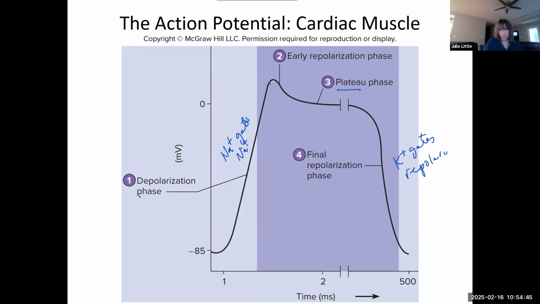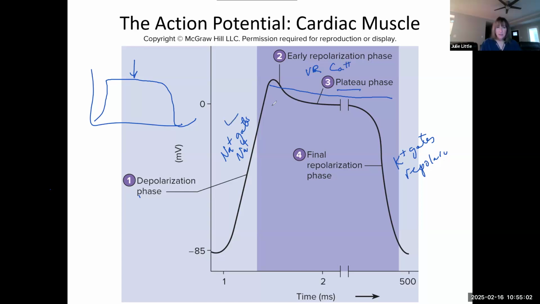But up here, we have this really neat flat plateau, like I drew it before. And this plateau phase is due to calcium gates. They're voltage regulated calcium gates. This one's the fastest, this one's the second fastest, this one's the third fastest. That's why they're opening in the order in which they're opening. When the voltage regulated calcium gates open, calcium rushes in. So we've depolarized the cell, and now this calcium rushing in keeps us positive and keeps us depolarized for a long time.